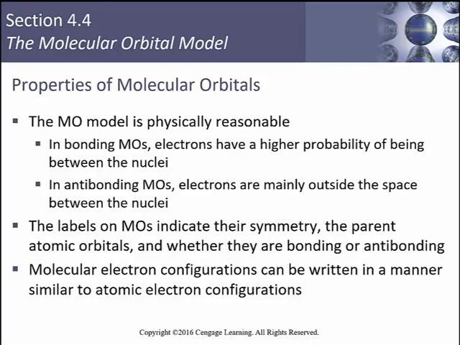The molecular electronic configuration can be written in a manner similar to atomic electronic configuration. So just like we had our Aufbau principle where we have electrons filling up from lowest to highest energy states, we're going to do something exactly the same, except instead of looking at atomic orbitals, we're going to look at molecular orbitals.